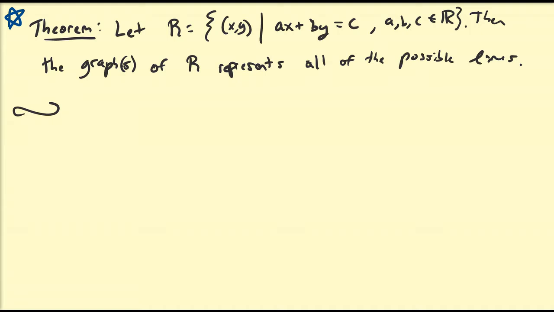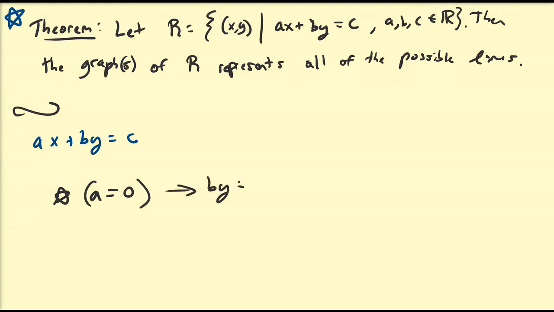Alright, so let's take, for example, ax + by = c, and see if we can find some special cases that we actually already are aware of. Let's consider the special case that a is equal to 0. When a is equal to 0, we get the equation by = c. Notice that this equation only has y. So if this equation only has y, then this equation represents what type of line? If you remember, this is the equation of a horizontal line.